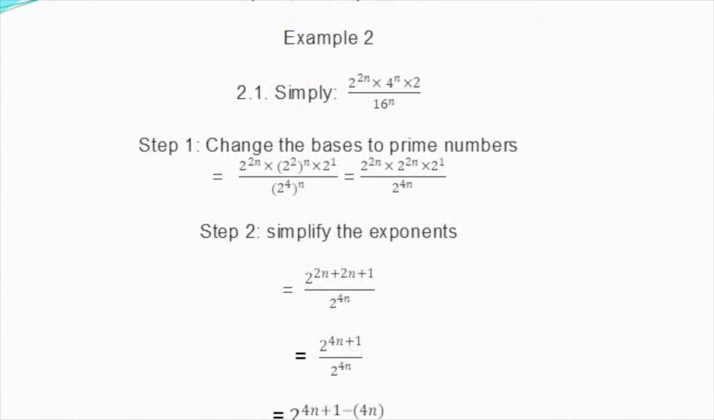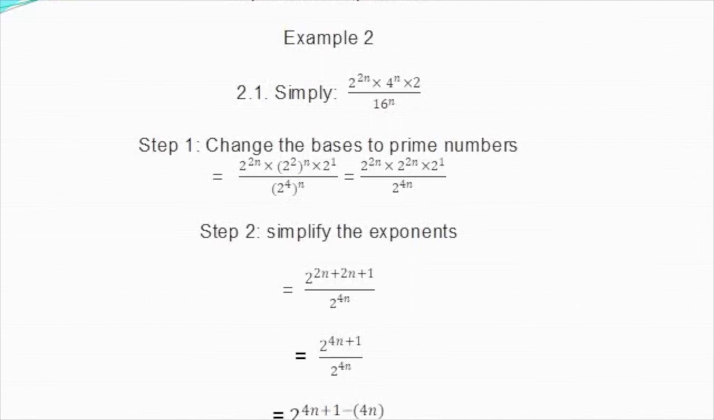So we are going to have 2 to the power 2n plus 2n plus 1. So the numerator, we are going to have 2 to the power 4n plus 1 divided by the denominator 2 to the power 4n. Another law of exponents says when the bases are the same and we are dividing, we need to pick one base and we subtract the exponents.